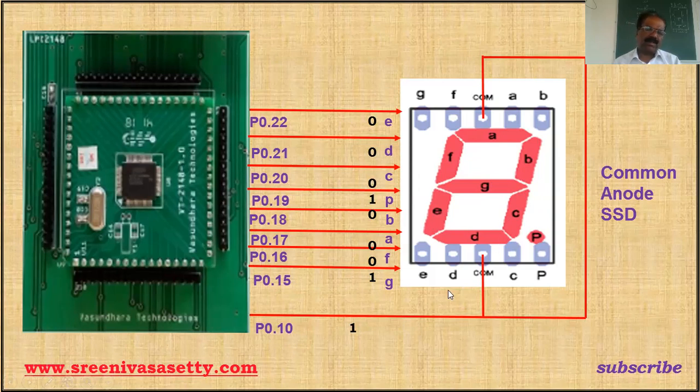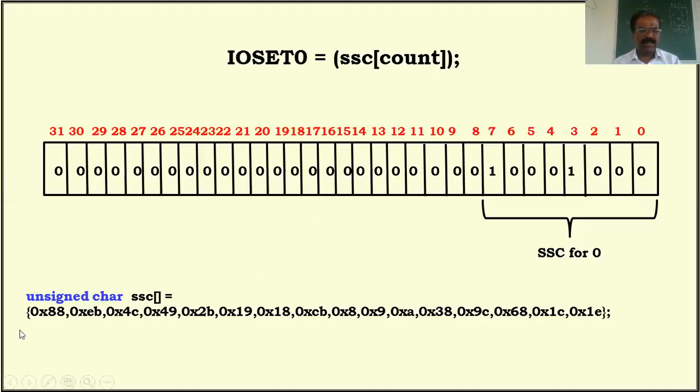One more very important thing is, as for this particular circuit diagram, as for this hardware, we are using port 0. The common anode is connected to P0.10, and E, D, C, P, B, A, F, G are connected from P0.15 to P0.22. Accordingly, we have to write the program. Now here, this is the array. It is an unsigned char array, and 7-segment code is the name of the array.